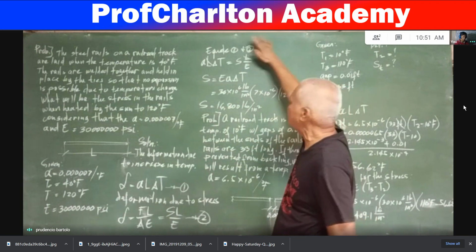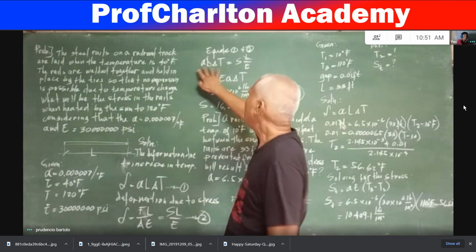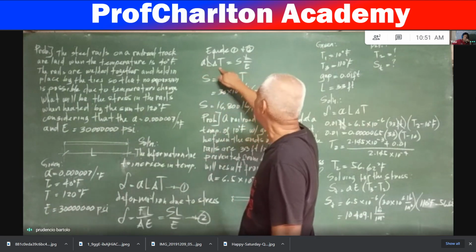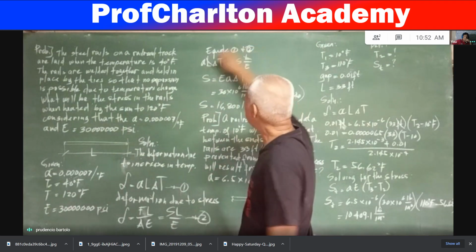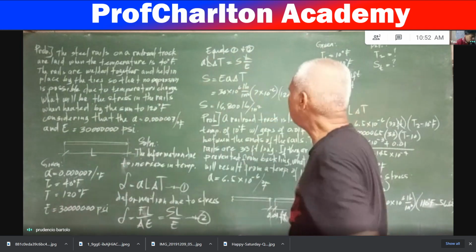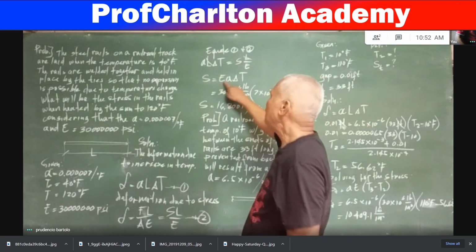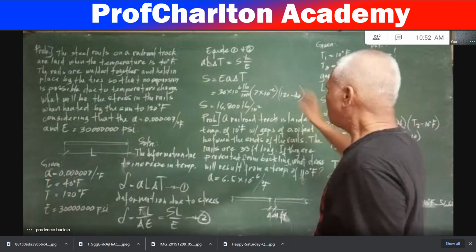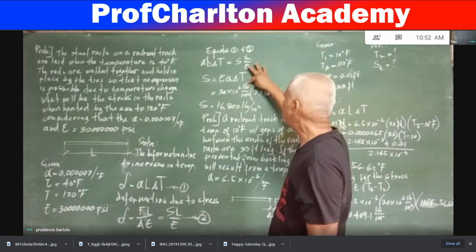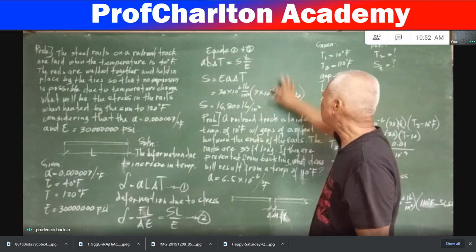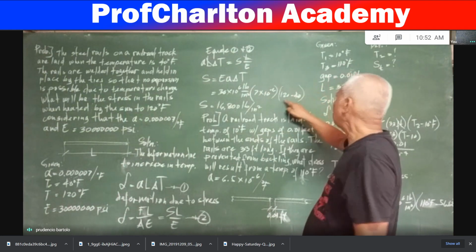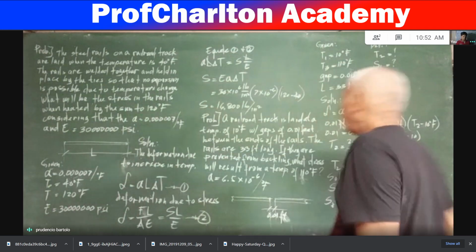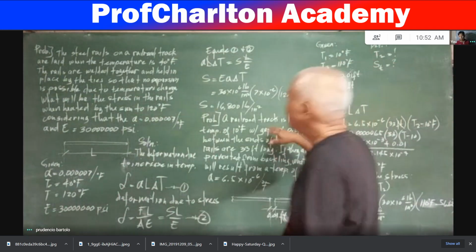Now, if we equate equation 1 and 2, the deformation is equal to the coefficient of thermal expansion multiplied by the length multiplied by the change in temperature, equal now to SL over E. L and L cancel out, therefore S, by cross multiplication, will be equal to the modulus of elasticity multiplied by the coefficient of thermal expansion multiplied by the change in temperature. So that will be equal to 30 times 10 to the 6 pounds per inch squared multiplied by 7 times 10 to the negative 6 multiplied by 120 minus 40, or the stress now is equal to 16,800 pounds per inch squared.